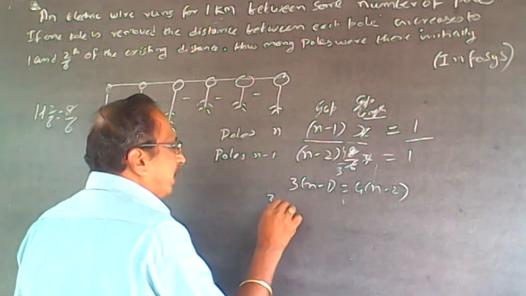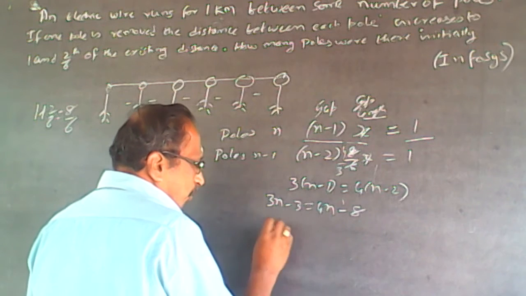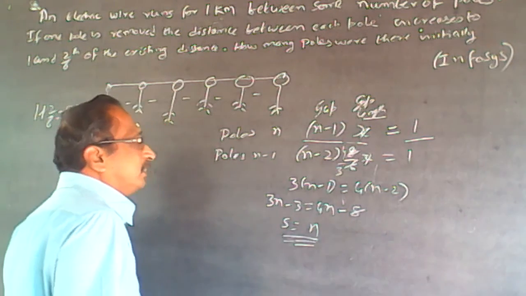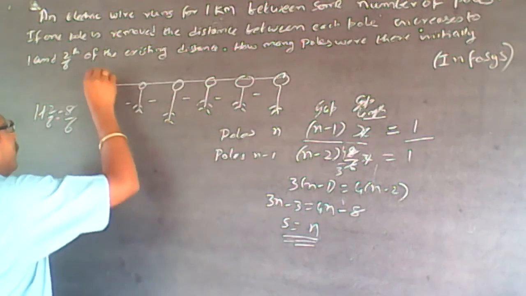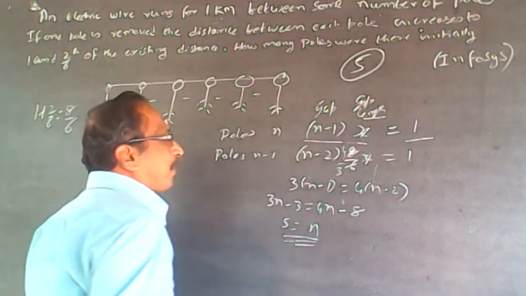So 3n minus 3 will be equal to 4n minus 8. So n will come here, 8 will go there. So 5 will be equal to n. So the number of poles is 5. The answer is 5. As simple as this.